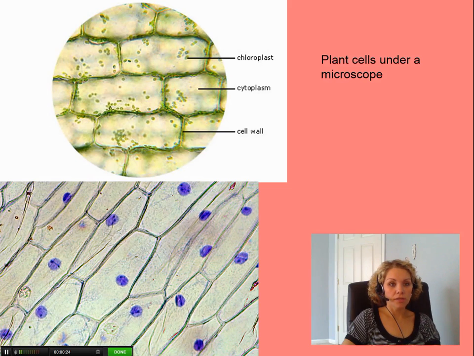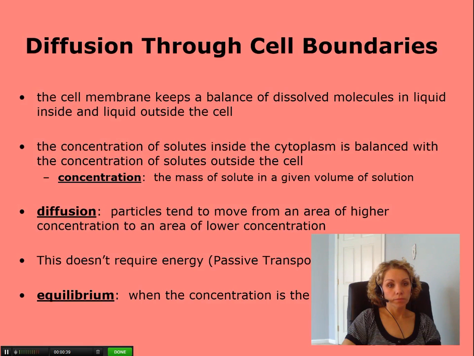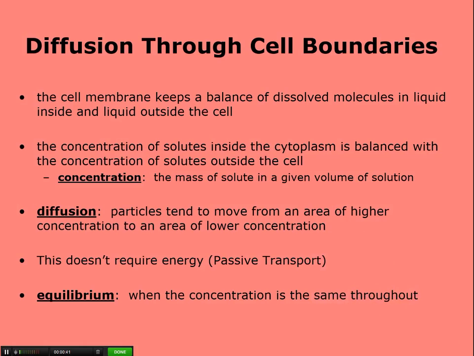Here's some pictures of plant cells under microscopes. The cell wall provides a lot of structure, so plant cells under a microscope tend to look like bricks of a building. Now we're going to start talking about how materials travel through the cell membrane.